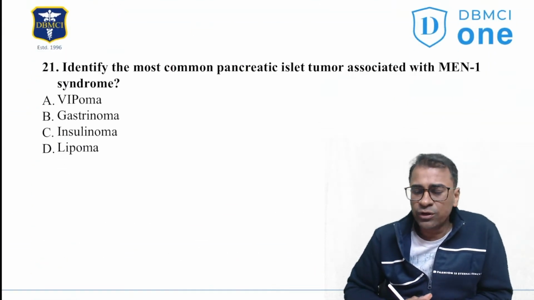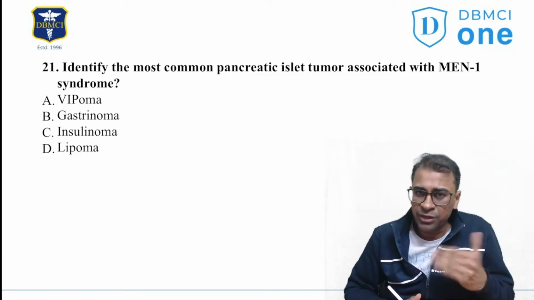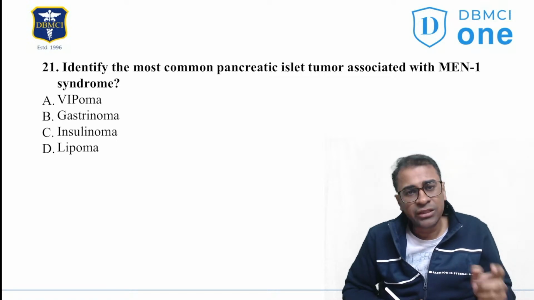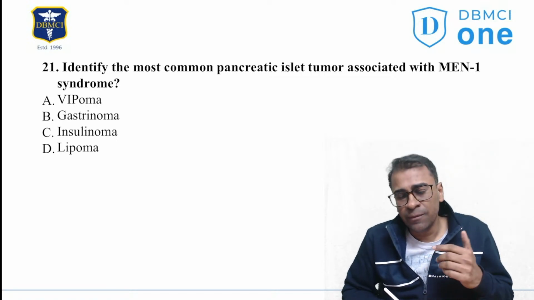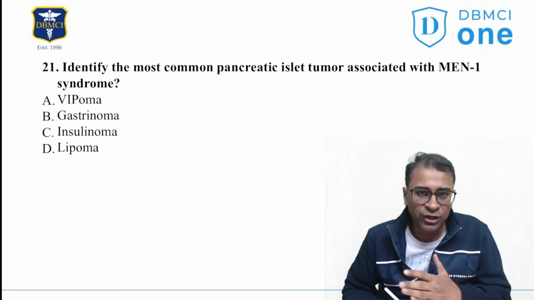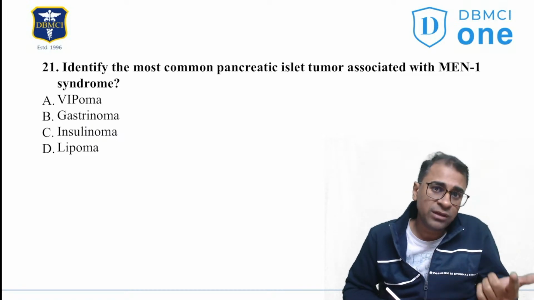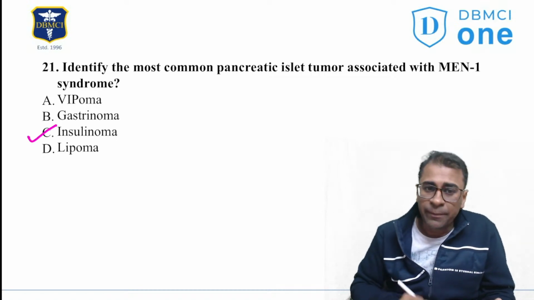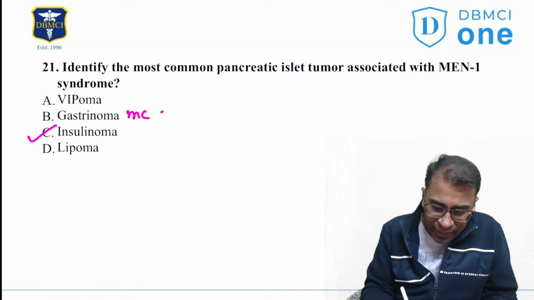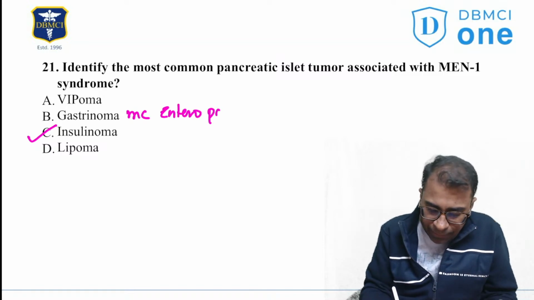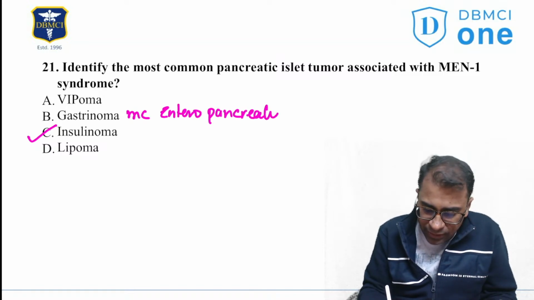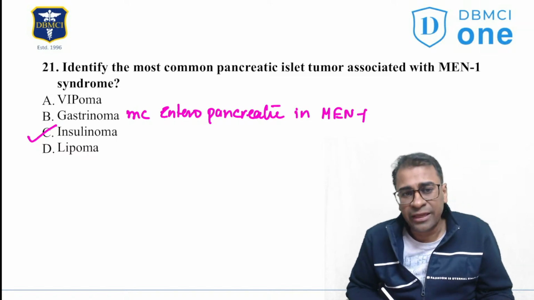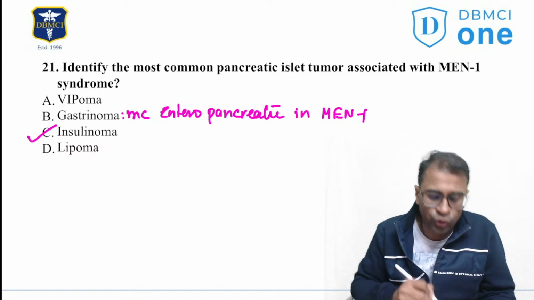Okay, I told you this already that MEN 1 has 3 Ps, and among the Ps the most common is parathyroid. The most common tumor of the pituitary is prolactinoma, and the most common tumor of the pancreas is insulinoma. But do remember, if the question is the most common enteropancreatic tumor in MEN 1, then the answer doesn't become insulinoma, then the answer becomes gastrinoma. Okay.